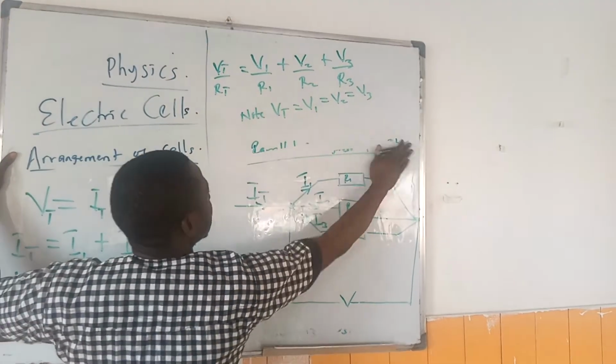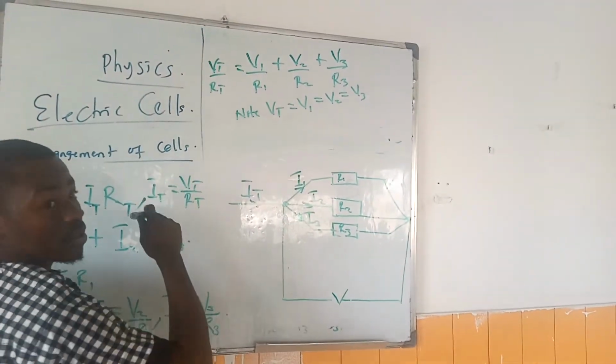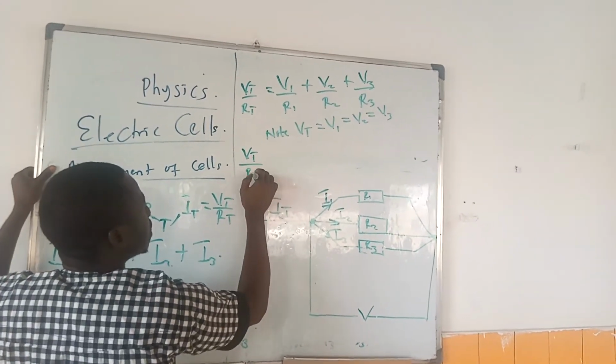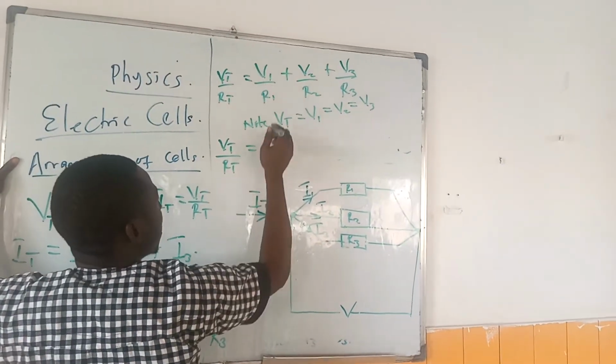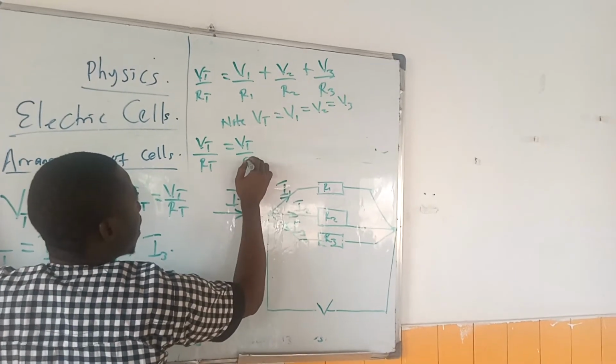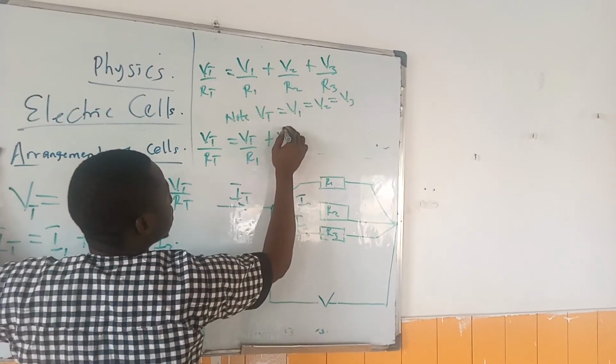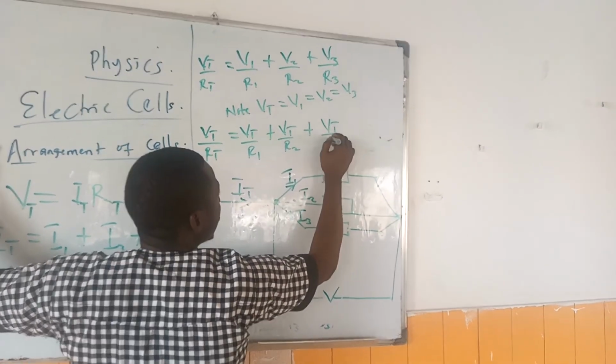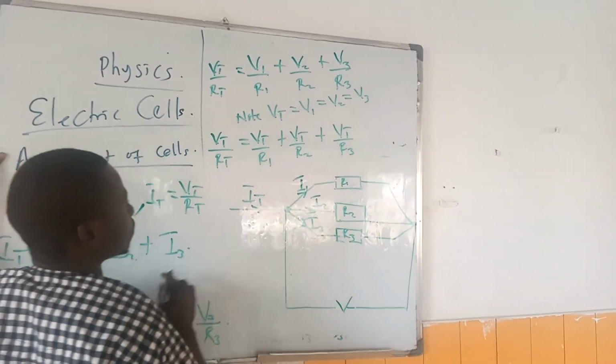So at the end of the day, we have V total divided by R total equal to V total all over R1, plus V total all over R2, plus V total all over R3.